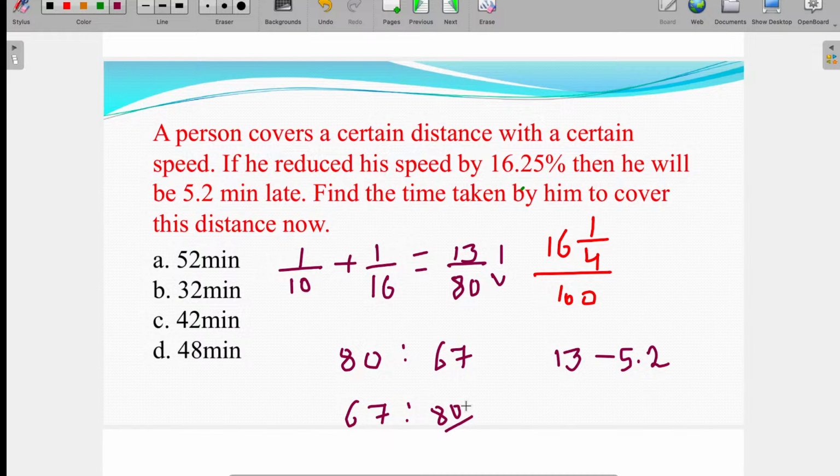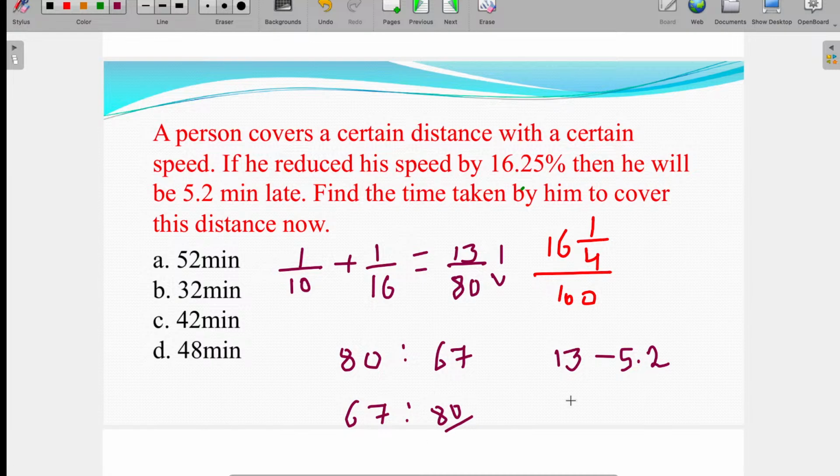Clear? How much? 32 now? 80 parts. 13 parts are calculated. 52.4 into 80. You have to find out now the time, how much.